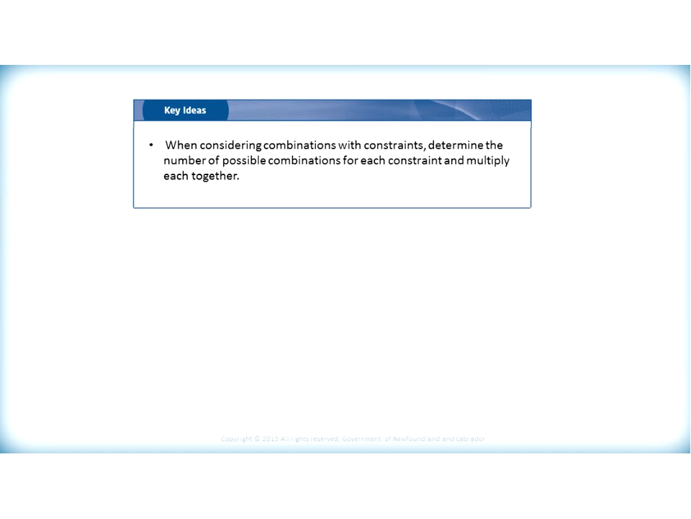So, the key idea is very simple. When considering combinations with constraints, you determine the number of combinations for each constraint and you multiply them together. And that's exactly what we did in every example that you saw there. That ends this lesson.